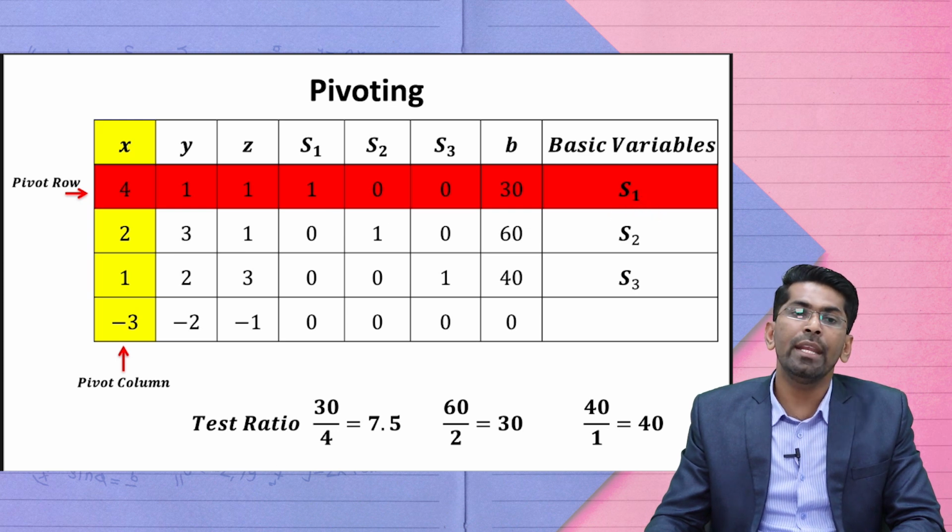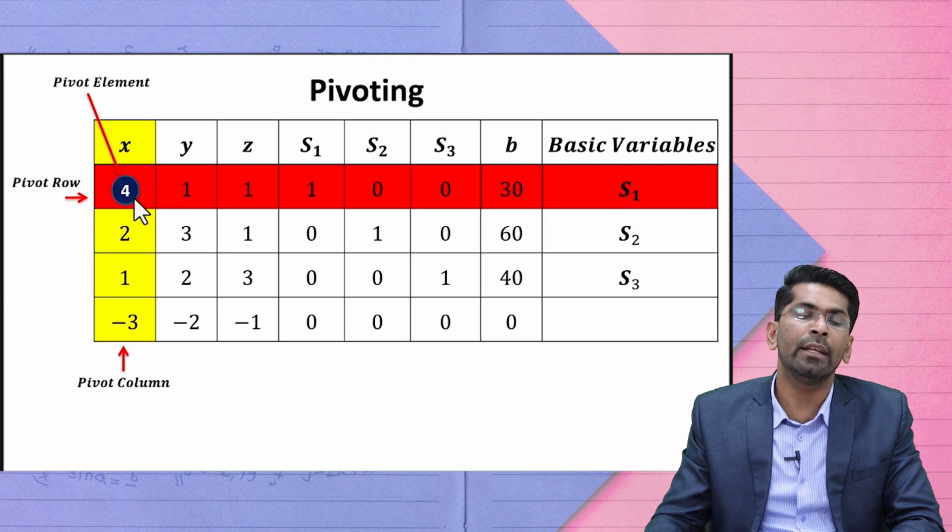So after finding the pivot row and the pivot column, the next step is to identify the pivot element, which is the value at the intersection of the pivot row and the pivot column. So here the pivot element will be 4. I am identifying here, 4 is the pivot element.